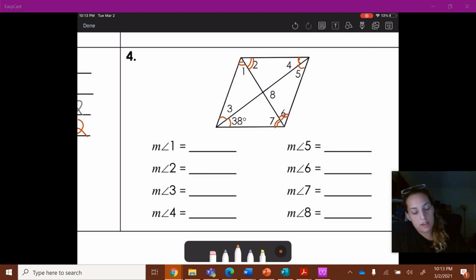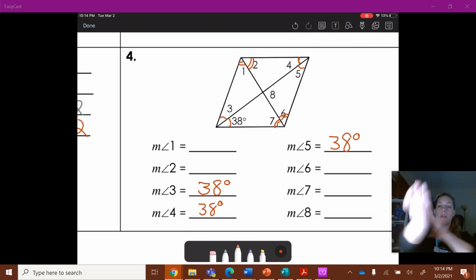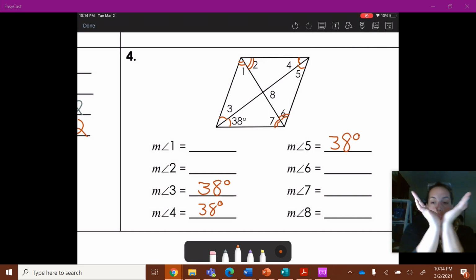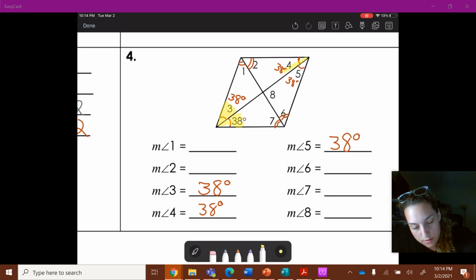Okay, so automatically off the bat, I know that angle 3 is going to be 38 degrees, and angle 4 and angle 5 are going to be 38 degrees. Once again, because the diagonals cut the angle in half, that whole angle splits right down the middle. So both of these are 38 degrees. And this is the same for every rhombus. This is how it's going to play out. I'll highlight all these yellow angles for you. If you guys like the colors, that works too. Okay, so all of those are going to be 38 degrees.